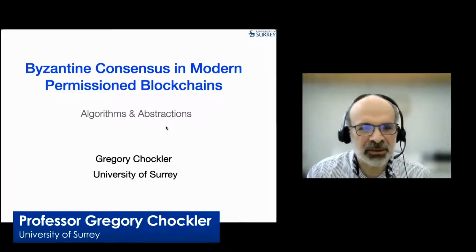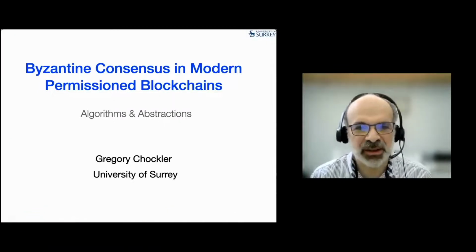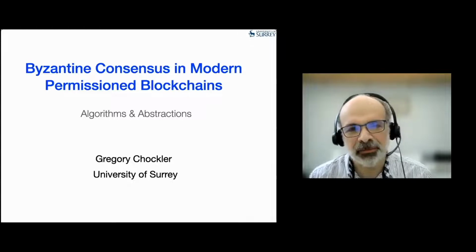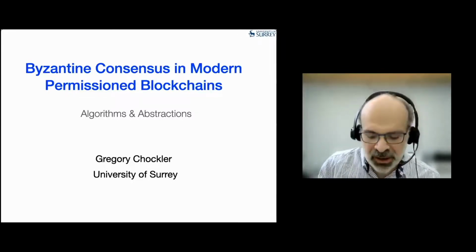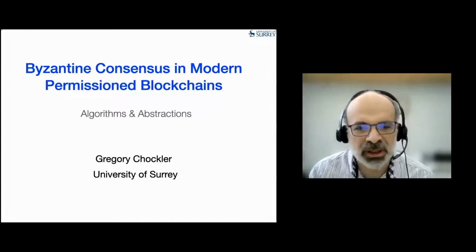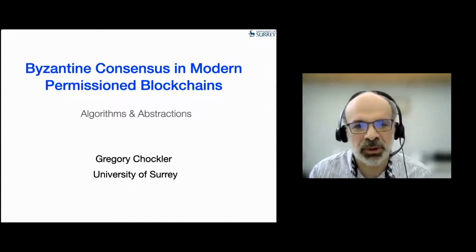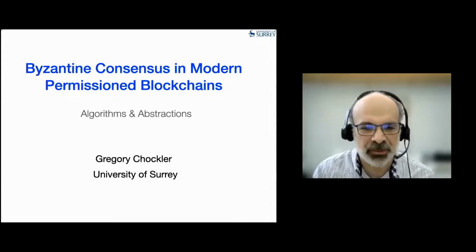So I'll talk about Byzantine Consensus, and we'll consider permissioned blockchains, but as will hopefully become clear, the basic principles would apply outside that domain as well.